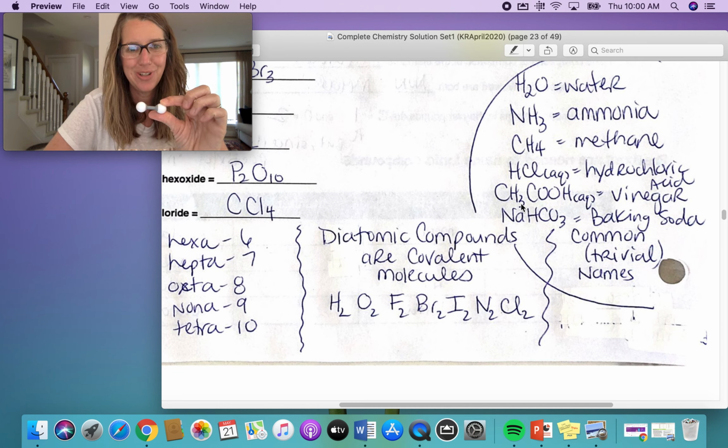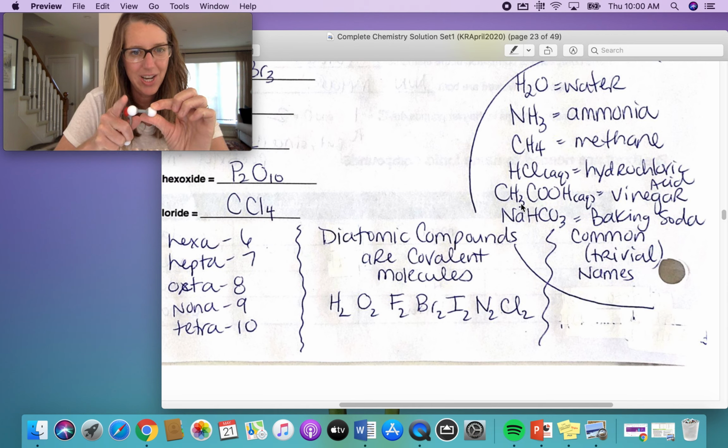Here's what a molecule of hydrogen looks like. It's never on its own. It's always bonded with another one. There are 7 diatomic molecules. You're going to want to be familiar with them. I'm going to show you a little trick for how to memorize these.